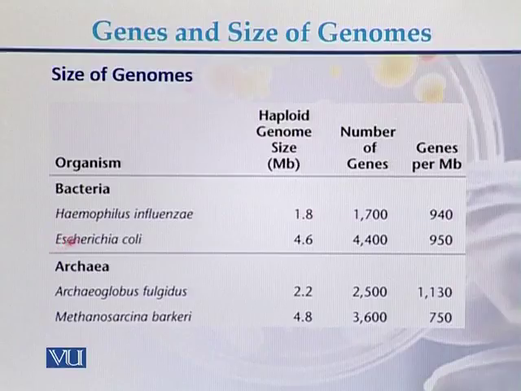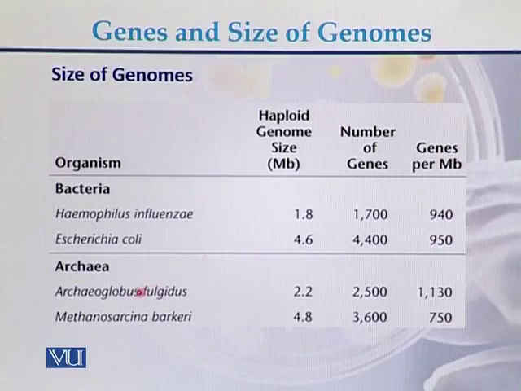While in the case of E. coli, the genome size is 4.6 MB and there are 4400 genes. So 950 genes per MB of DNA of the E. coli.